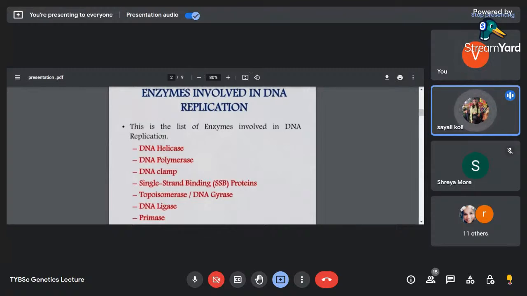So this is a list of enzymes involved in DNA replication, but today we're going to discuss DNA helicase, DNA polymerase, and DNA ligase.